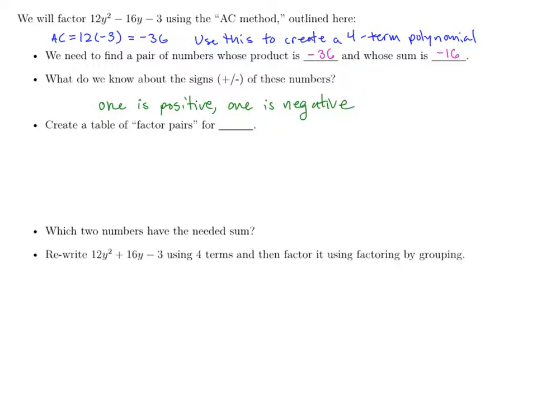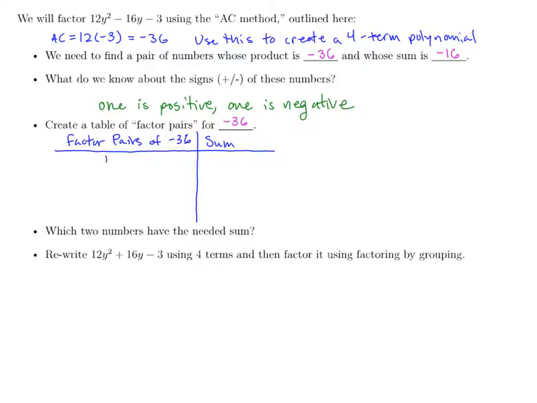So we're going to create a table of factor pairs now for the number negative 36. And if we look at factor pairs of negative 36, and then we'll look at which one has the sum of negative 16. And we may need to create a second table here. So factor pairs of negative 36.